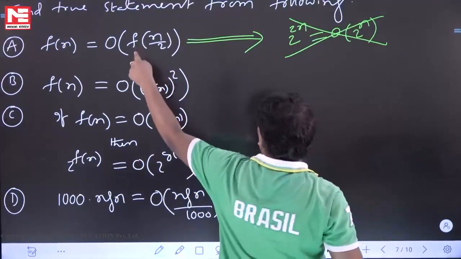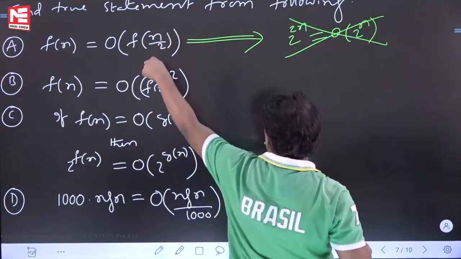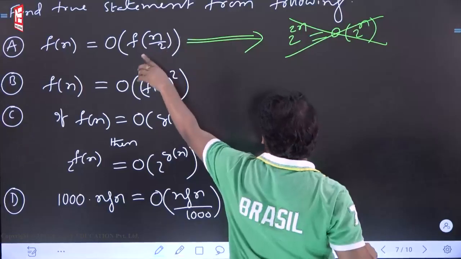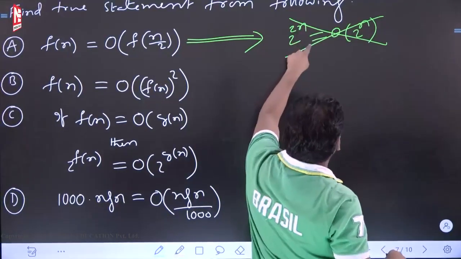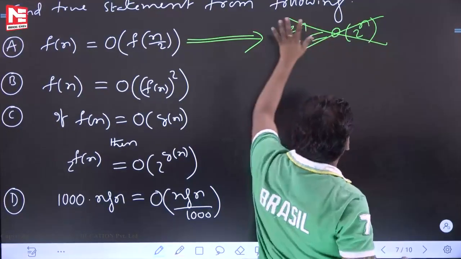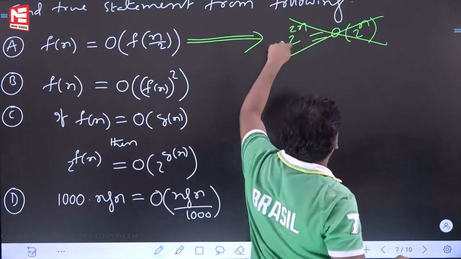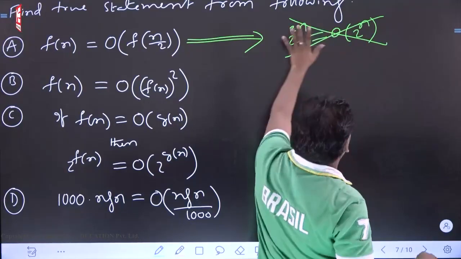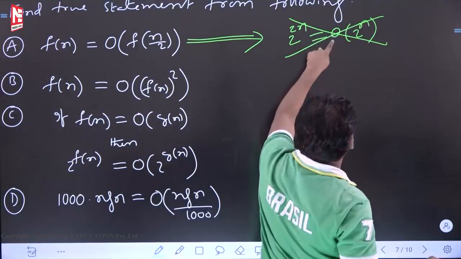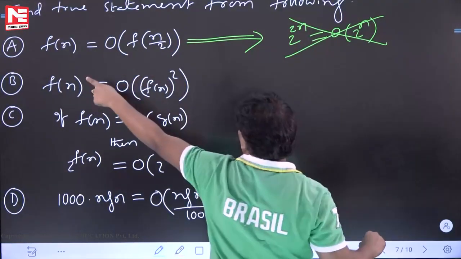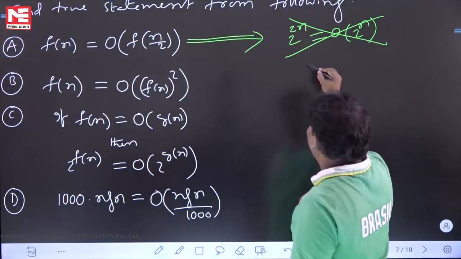I am repeating once again to explain option A. I am explaining this: 2 power 2n is big O of 2 power n is wrong. What is the reason? This is nothing but 2 power n plus n, which is 2 power n into 2 power n. It is c into 2 power n, which is not possible. If you are okay with this statement, now I am giving the answer for option A. See this one? Option A.